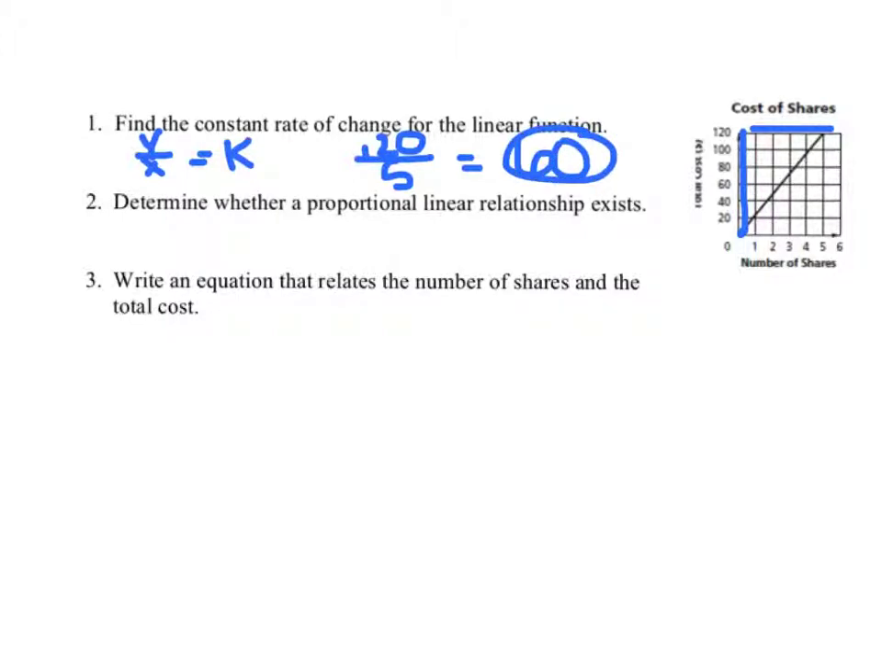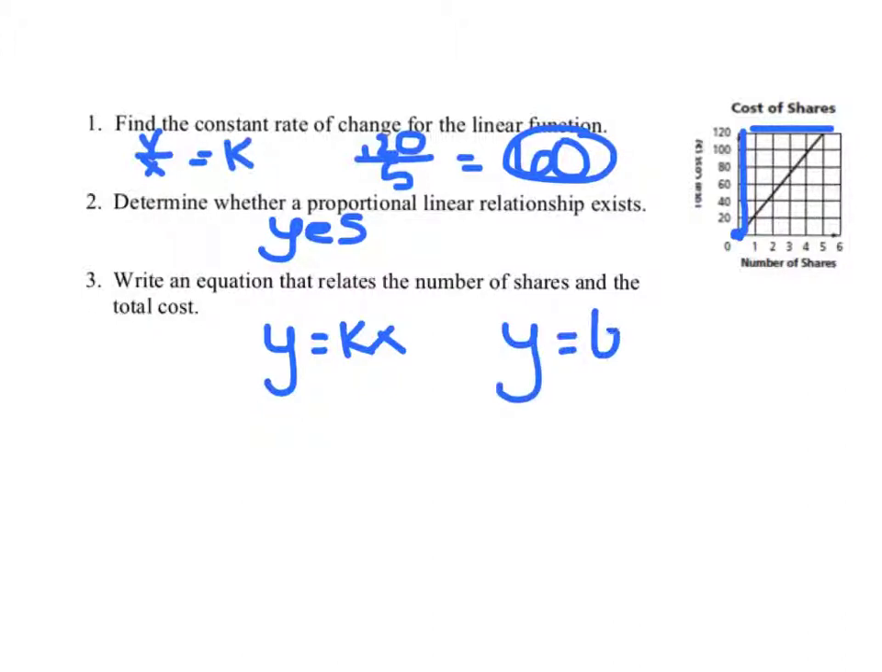All right, so determine whether a proportional linear relationship exists. Well, taking a look at our graph, it goes through the origin and it forms a straight line. So yes, this is a proportional relationship. And now write an equation that relates the number of shares to the total cost. Remember, another form of direct variation is y is equal to kx. And so in this case, we said that k is equal to 60, so y is equal to 60x. That's going to be our equation.